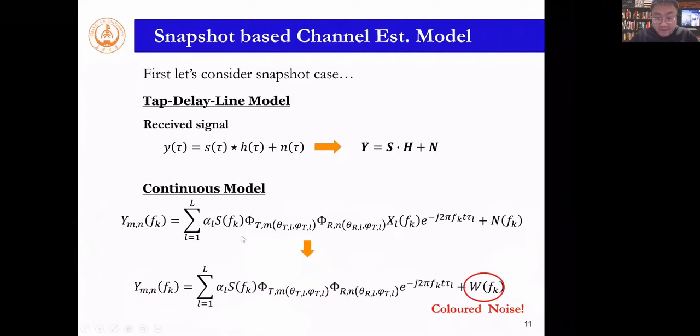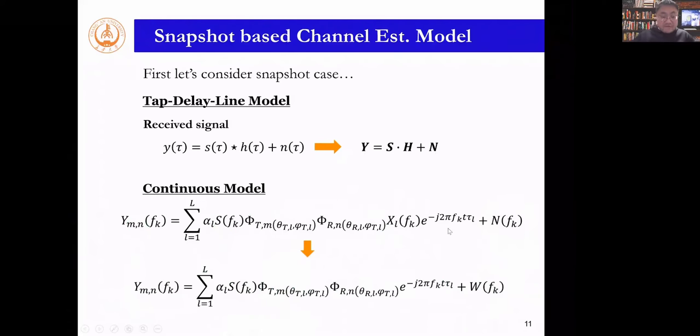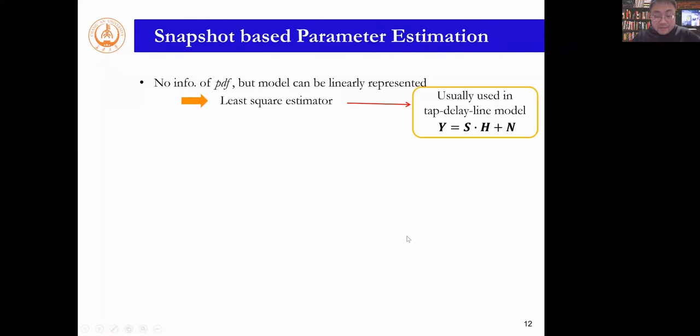because if we do some manipulations, especially for the capital X, which is the frequency-dependent term, because if you are considering a wideband channel, we may have additional distortions according to the frequency. If we consider this part in the model and we separate it out of this first term, then we see that the noise is now becoming colored noise, not white Gaussian anymore. And as we know, if it's colored noise, we have a lot of trouble in the theoretical derivation, like the maximum likelihood estimator and so on. So this is a very complicated case. To solve this snapshot-based parameter estimation, we can summarize something here.